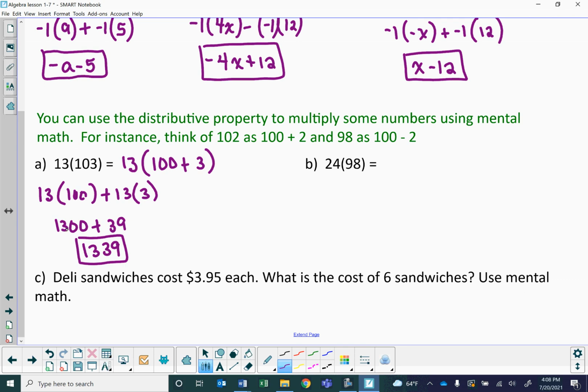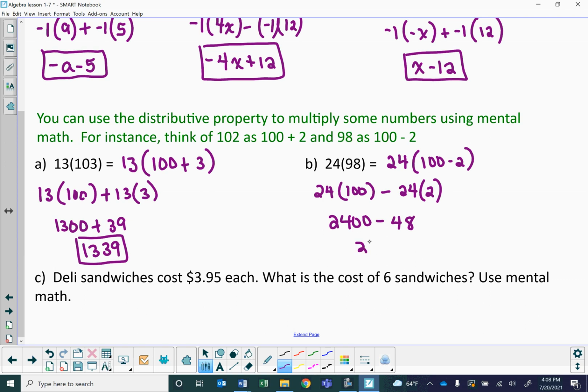Letter B here, 24 times 98. I think of 98 as being 100 minus 2, so I'm going to think of 24 times 100 minus 2, which is 24 times 100 minus 24 times 2. So 24 times 100 is 2400. 24 times 2 is 48. Okay, so 2400 minus 48 is going to end up to be 2352.